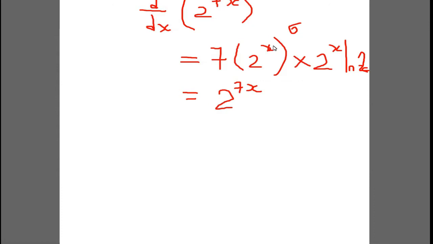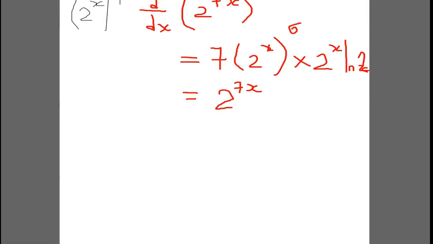And you're wondering, where did I get this from? All I did was just rewrite 2 to the 7x. For those that will not follow yet, 2 to the 7x is the same as 2 to the x raised to the 7th power. Just for clarity, 2 to the 7x is the same as 2 to the x to the 7th power.